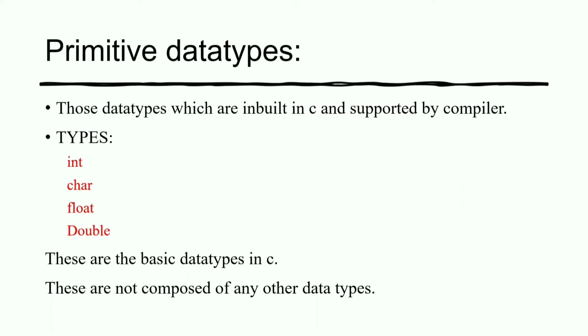So first, we'll have a look at primitive data types. Primitive data types are fundamental data types in C. These data types are not composed of any other data types. These are predefined in the C compiler. We have four different types of primitive data types. They are integer, character, float, and double.